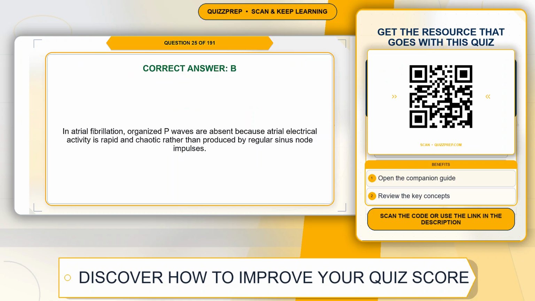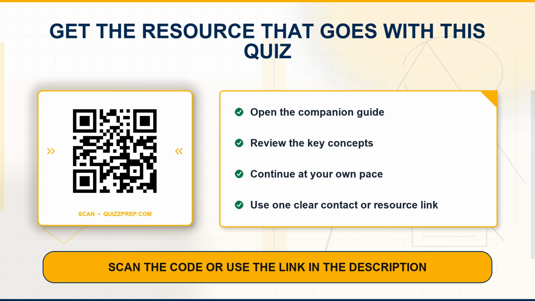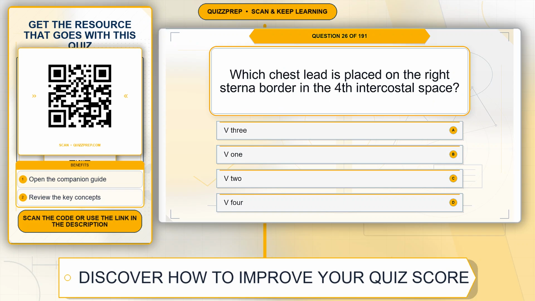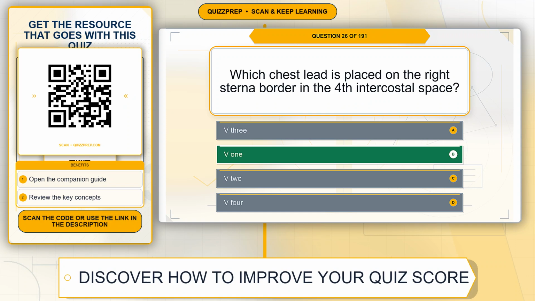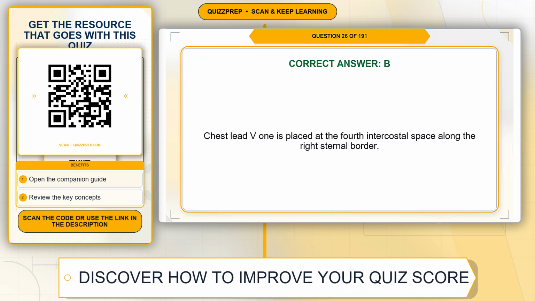Explanation: In atrial fibrillation, organized P waves are absent because atrial electrical activity is rapid and chaotic rather than produced by regular sinus node impulses. Question 26. Which chest lead is placed on the right sternal border in the fourth intercostal space? Option A, V3. Option B, V1. Option C, V2. Option D, V4. The correct answer is option B, V1. Explanation: Chest lead V1 is placed at the fourth intercostal space along the right sternal border.